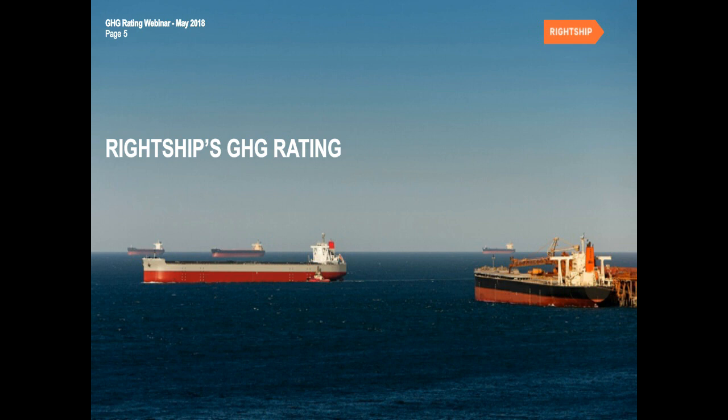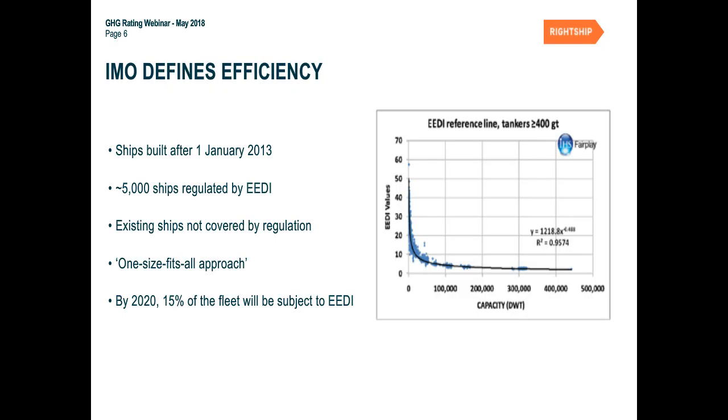Thanks, Sarah. Now we'll dive into the detail of RightShip's GHG rating. So industry several years ago defined efficiency with the Energy Efficiency Design Index, or EEDI for short. Basically what it is, is a measure of the amount of grams of CO2 or carbon dioxide per tonne per nautical mile. So put simply, how much carbon does a ship emit to move a cargo from point A to point B? So the EEDI was applied to all new ships built after 1 January 2013.